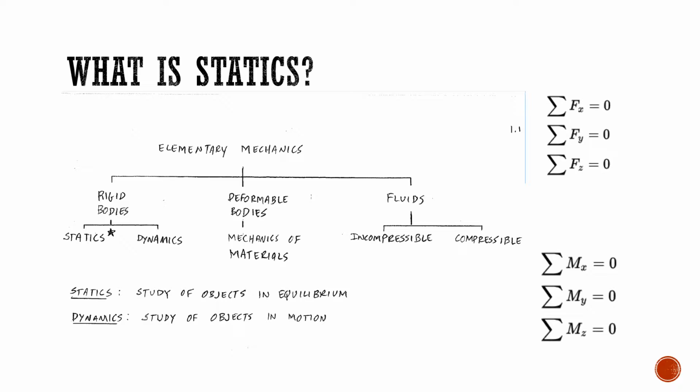What this means is that the sum of the forces in the x direction will be 0, the sum of the forces in the y direction will be 0, and also the sum of the forces in the z direction will be 0. Likewise, the sum of the moments around each axis will also be equal to 0.